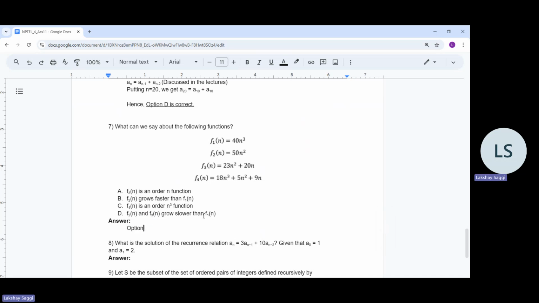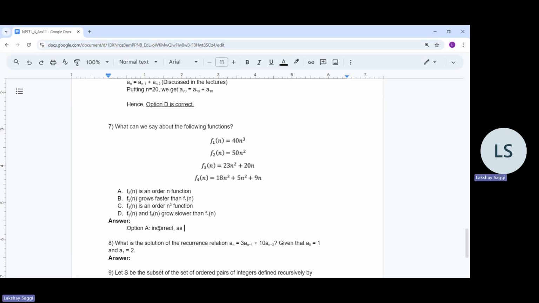Let's go by option A. Option A says that F3 of n is an order n function. F3 of n is 23n square plus 20n, and the statement says that it's an order n function. Note that this is incorrect, because the highest degree of n in F3 of n is n square and not n. And n square has a higher complexity than n. So this is not an order n function, but rather an order n square function. That's why option A is incorrect.